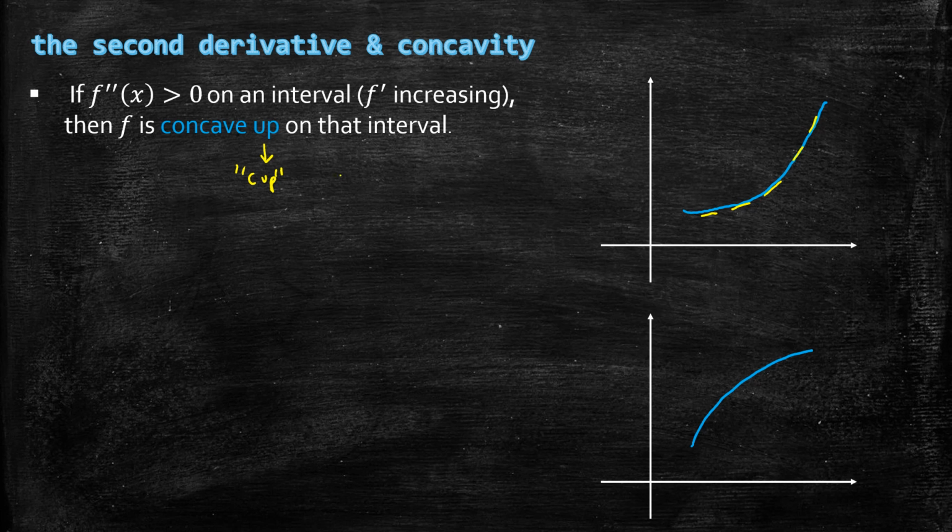Another way that people remember it is they do a little smiley face with two eyes, two plus signs for eyes, indicating that f double prime positive means it's concave up.